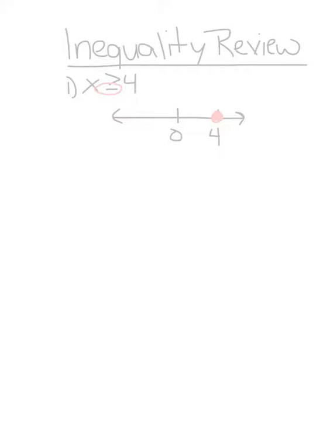So it is a closed circle. This says x is greater than, right? So this is pointing in that direction. It's greater than, so that means we are shading this way. So our inequality is shaded to the right.